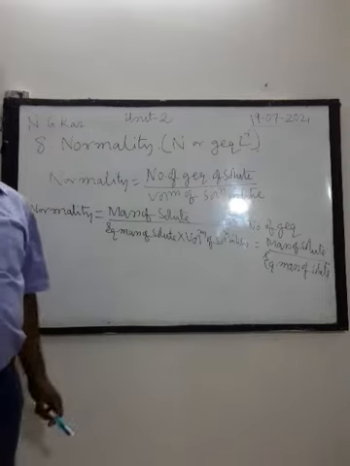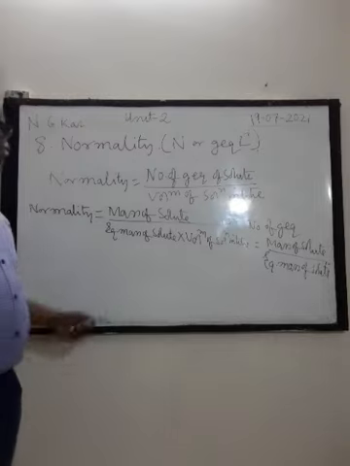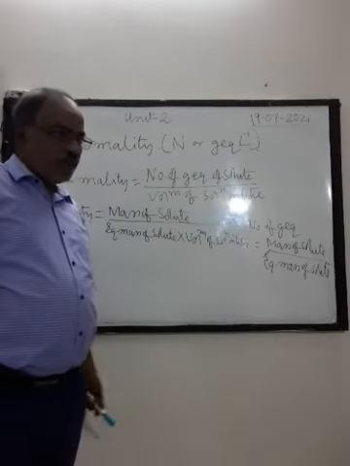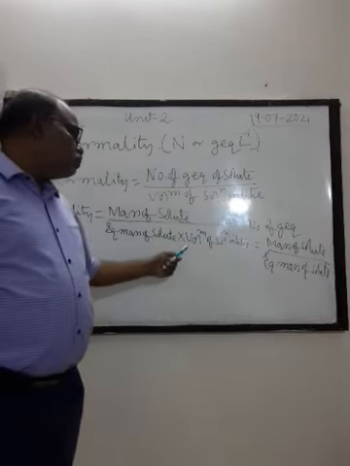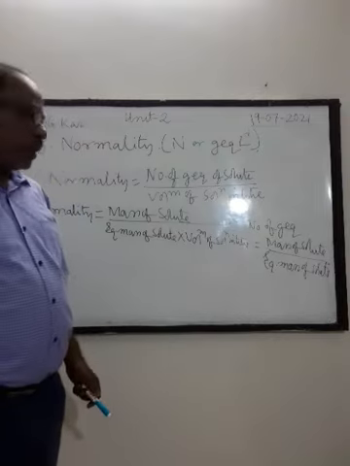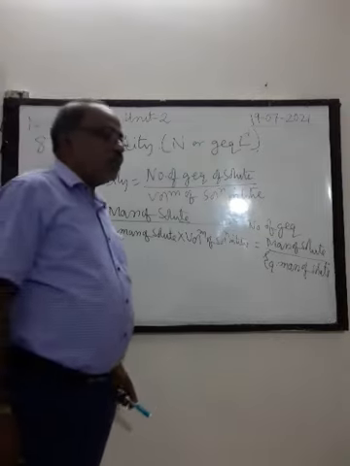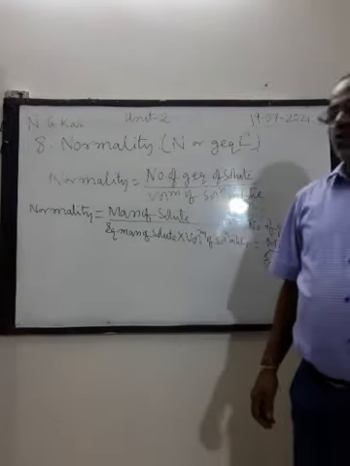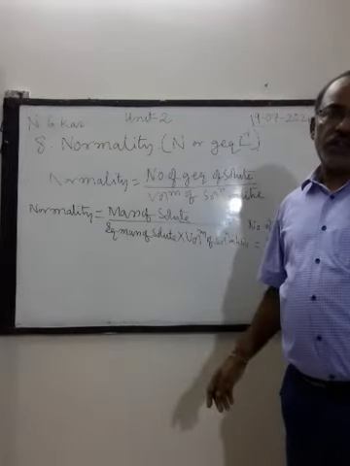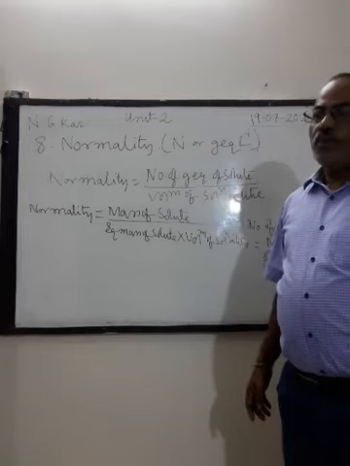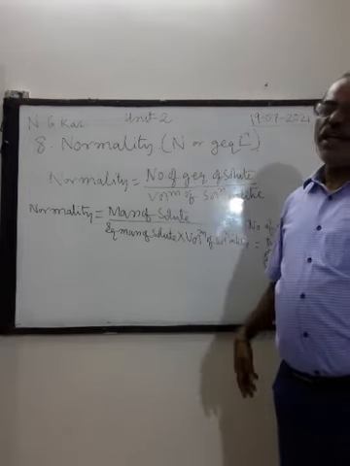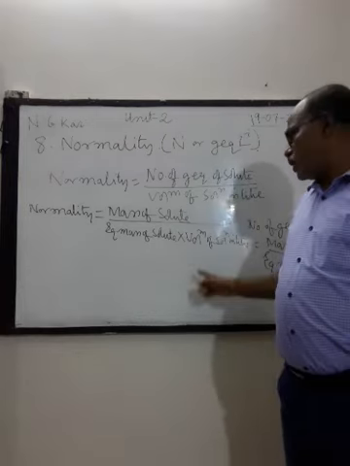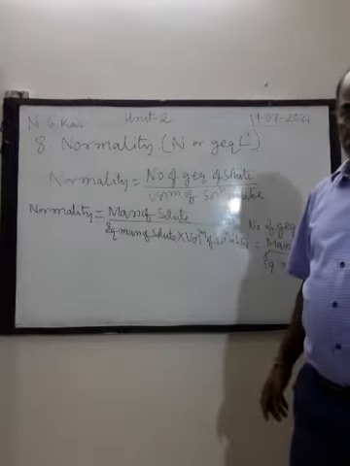Now here is a disadvantage. Normality, like molarity, has a volume term related, and we know that value of volume changes with changing temperature. So value of normality changes with changing temperature, that is increasing or decreasing temperature. So this is the disadvantage of normality. So value of both molarity and normality changes with temperature because their volume term is related.